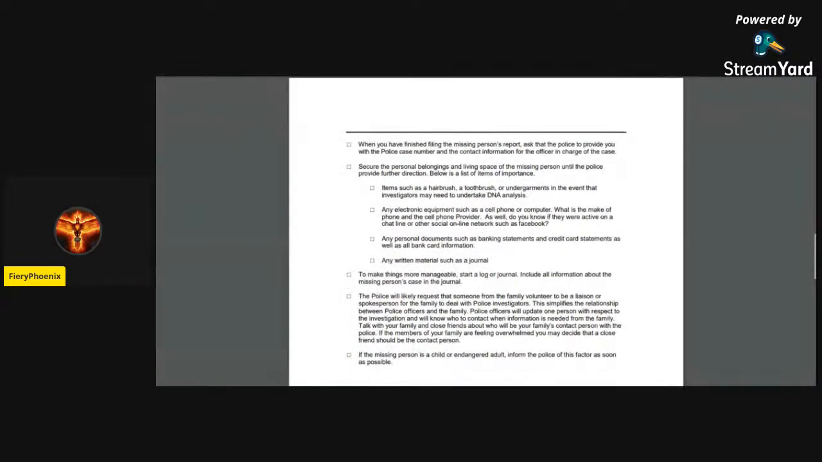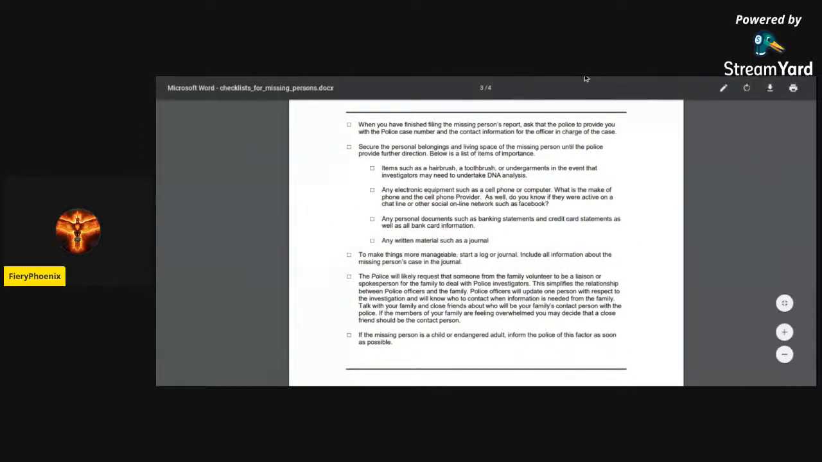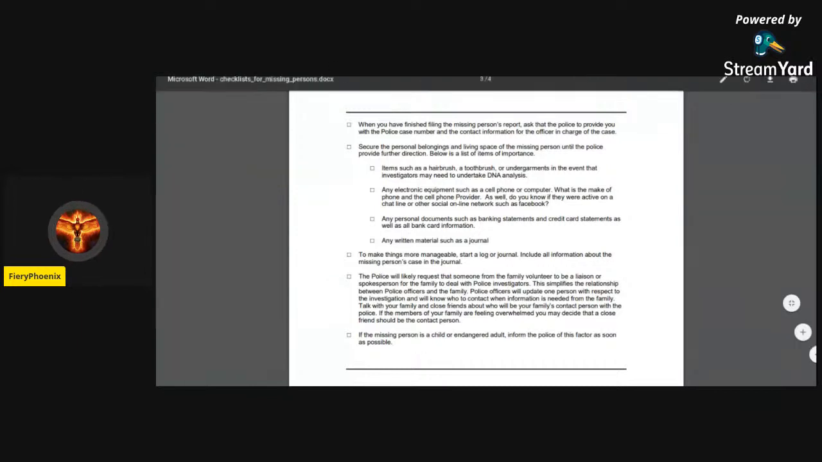Okay, I'm going up to the next page. Here we go. When you have finished filling out the missing persons report, ask that the police provide you with the police case number and the contact information for the officer in charge of the case.